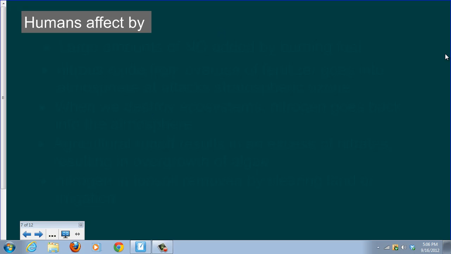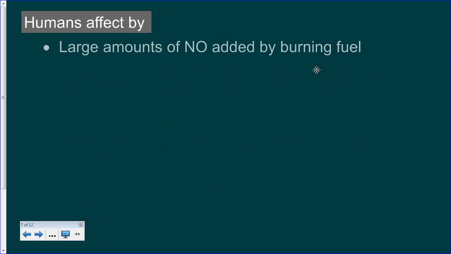So, how do humans affect this? Well, there are a lot of different ways. A lot of nitrogen monoxide is added to the atmosphere by burning fuels at high temperatures, which of course is what we do, particularly with jet engines. They're going to add a lot of that. That's going to lead to acid rain, one of the ways of getting acid rain.